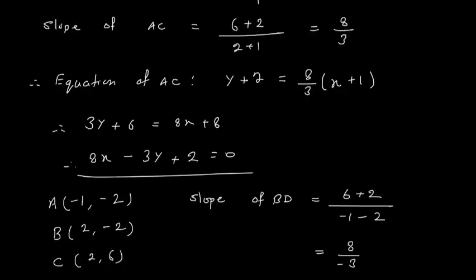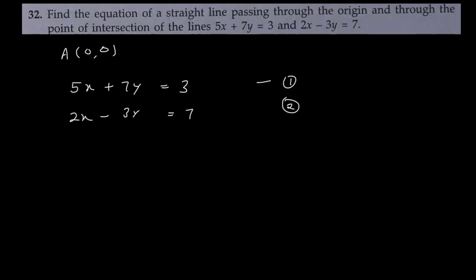Question number 31. Find the equation of a straight line passing through the origin and through the point of intersection of these two lines. So we have to find the equation of the line passing through the origin. One point we know, point A is (0, 0), and the other point is the intersection of these two lines. We are given 5x plus 7y equals 3, this is the first equation, and 2x minus 3y equals 7, this is the second equation. How do we solve this?